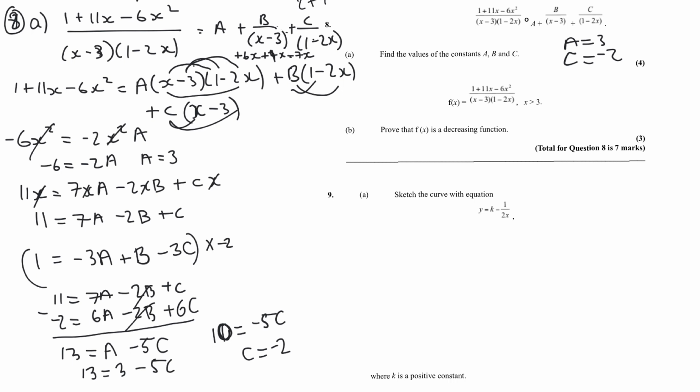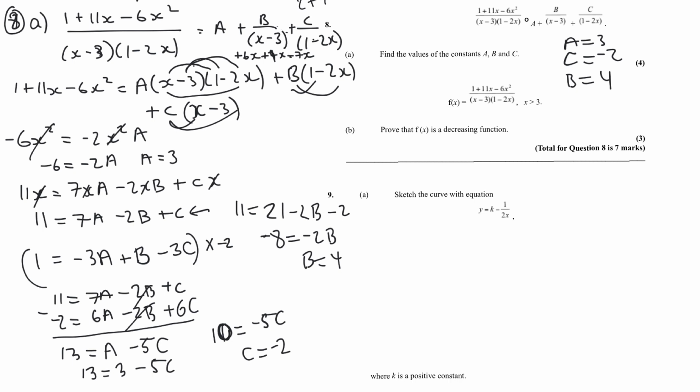Then to work out what b is, we're going to substitute the value of c and a into one of the equations, so into this one. So 11 would be equal to 21 minus 2b minus 2. So then 21 minus 2 is 19. 11 minus 19 is minus 8. So minus 8 equals minus 2b. So then b is equal to 4.